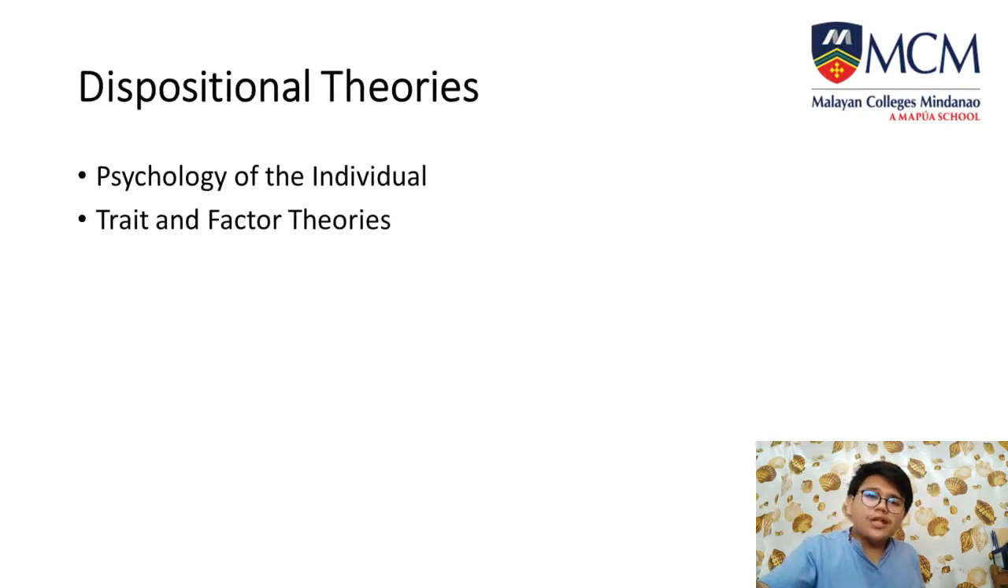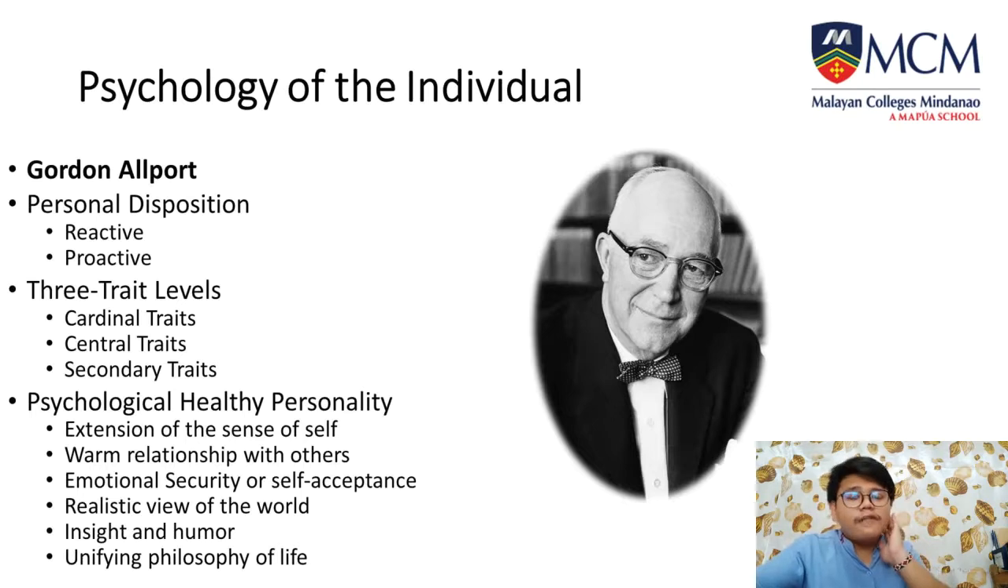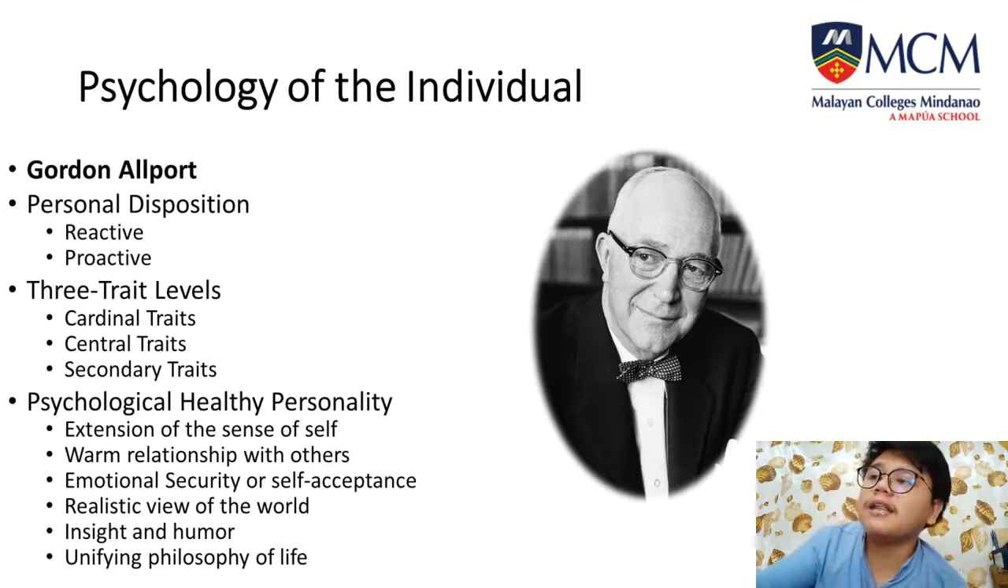Next, let's proceed with the dispositional theories. The dispositional theories are the psychology of the individual, and the trait and the factor theories. In the psychology of the individual of Gordon Allport, actually it is very interesting, and somehow a very complex theory. Not that it is complex, because all theories should be simple, no? But somehow it is on the aspect of the personal dispositions, which he believed could be reactive or proactive. So, he also pointed out here the three trait levels, the cardinal traits, the central traits, and secondary traits.